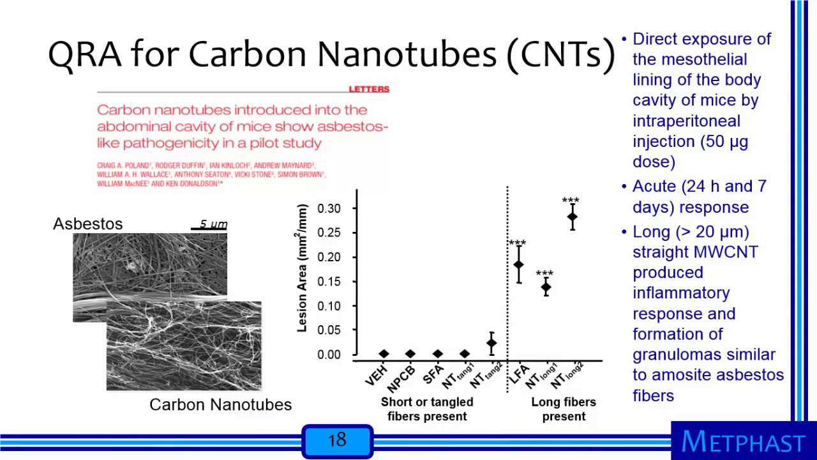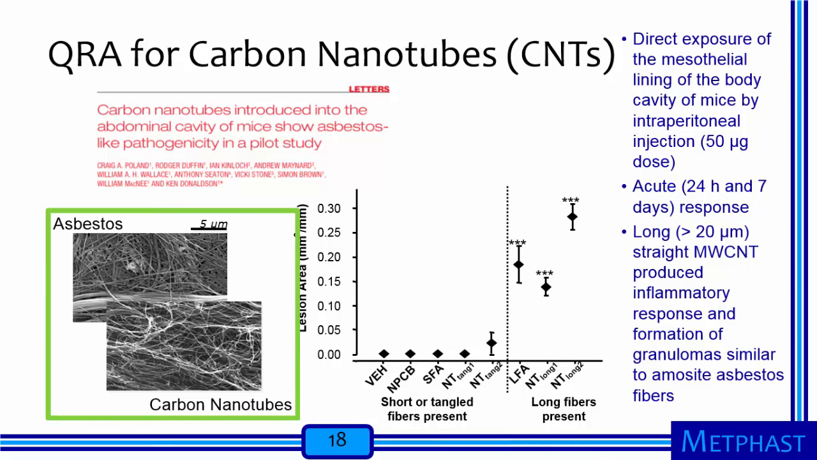In this study, the mesothelial lining of the body cavity of mice was directly exposed to asbestos fibers as well as multi-wall carbon nanotubes by intraperitoneal injection with a 50 microgram dose. And the acute, which is 24-hour and 7-day, response was measured for these exposures. First, it is interesting to see the electron microscope images of the two types of particles and how similar they are in appearance.